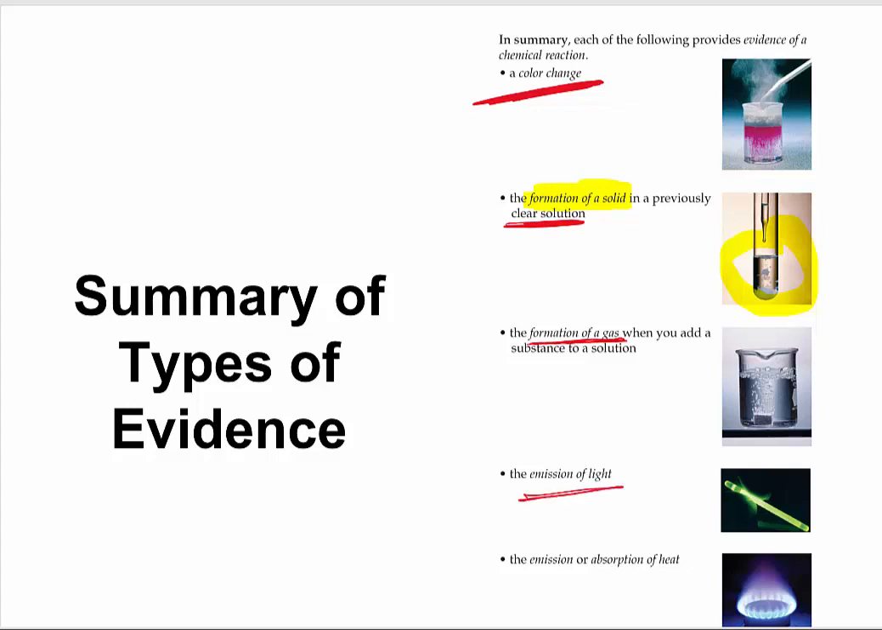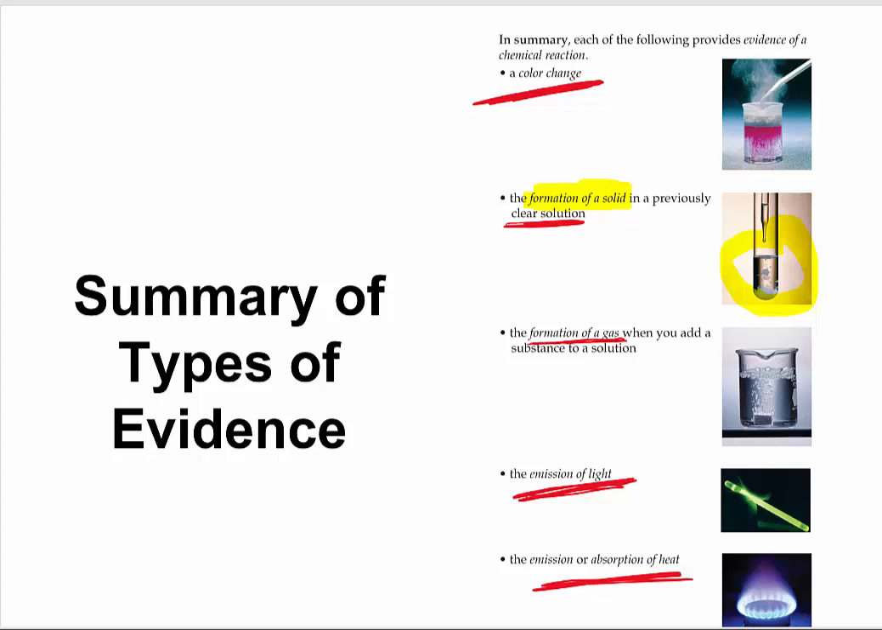Or whenever there is an emission of light, or absorption or emission of heat. For example, if you add an acid to water and you touch the test tube, you will feel the test tube as being warm because the reaction is exothermic, which means heat has been released. And that is an indication that a chemical reaction has occurred.